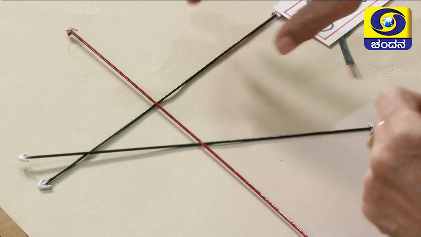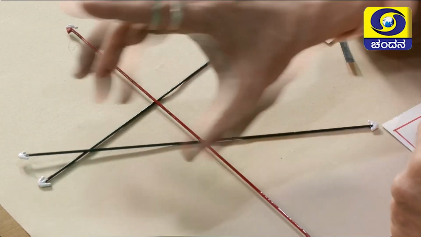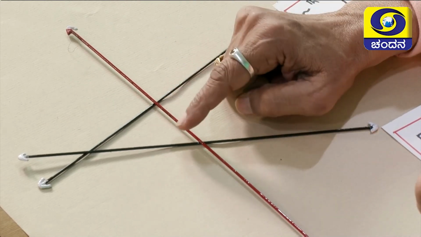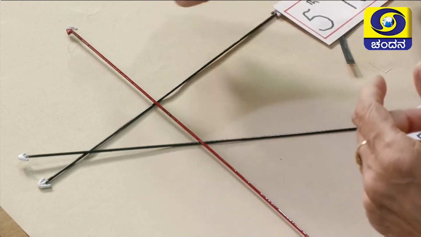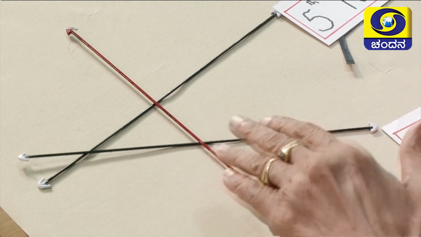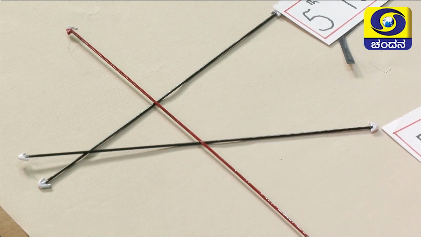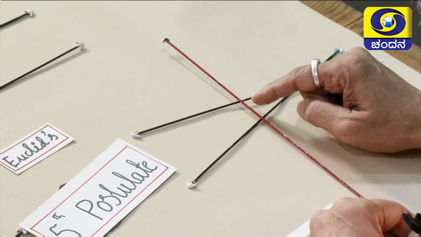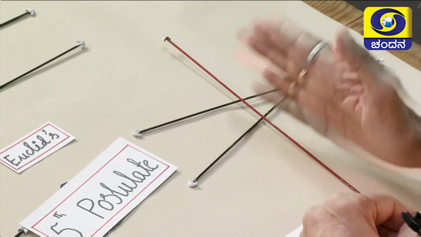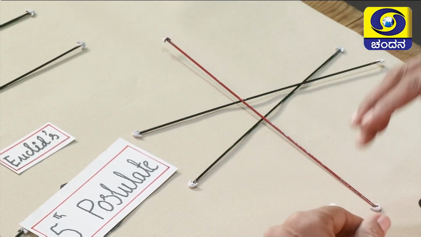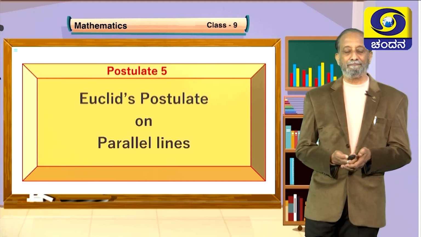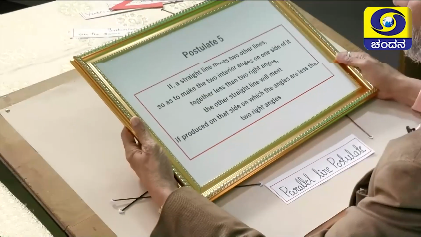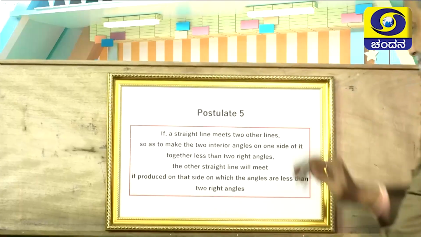You can say that the 2 straight lines will intersect on that side of the transversal where the sum of the 2 interior angles on the same side of the transversal is less than 180 degrees. The sum of these two is less than 180 degrees, therefore it is intersecting on the right side of the transversal. So this is postulate number 5, our fifth postulate.